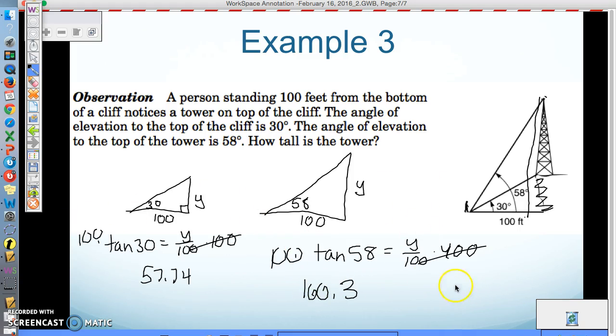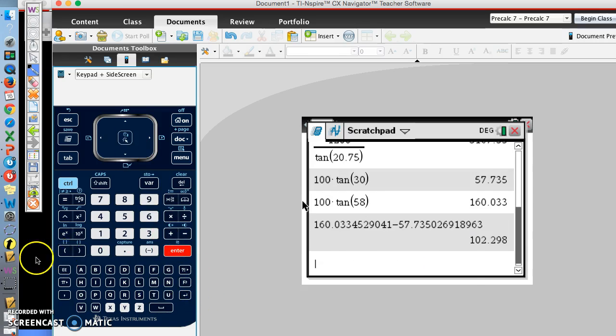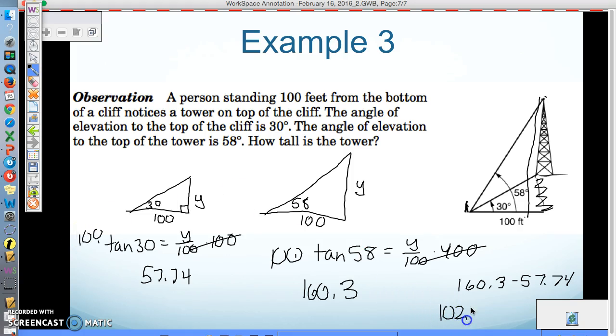And then to find the tower, we'd subtract it. So 160.3 minus, we could go back up here and grab this one, 57.74. So we end up with 102.3 feet.